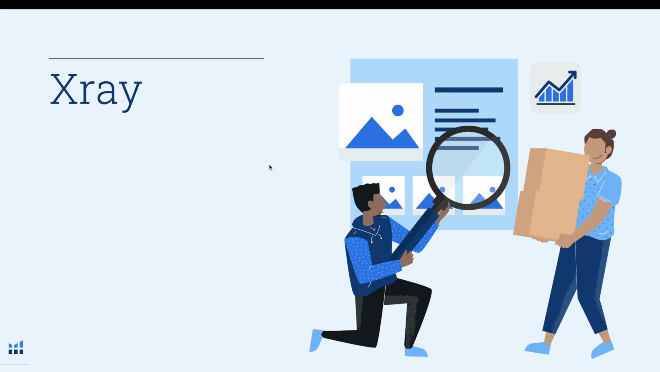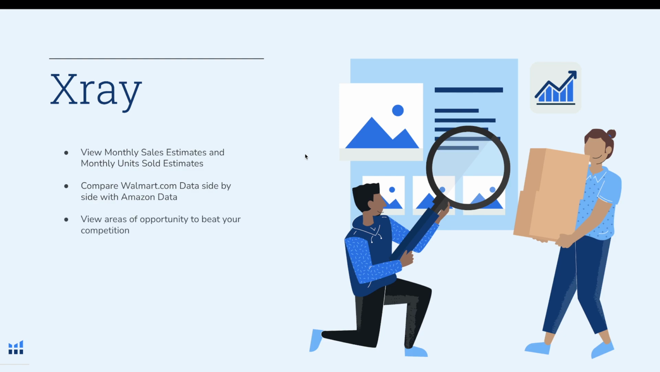So this is Xray for Walmart, and you basically can pull this the same way that you pull it on Amazon, and that's on the Walmart.com search page when you search for a particular product. So the first thing is that you can view monthly sales estimates and monthly units sold, which gives you a good idea of what the demand is for this product. You can also compare your Walmart data side by side with Amazon data, so you can see the sales revenues and all kinds of great information side by side with Amazon. You can also view areas of opportunity to beat your competition. I'll go into more detail about those, but lots of great insights for sellers to beat their competitors.